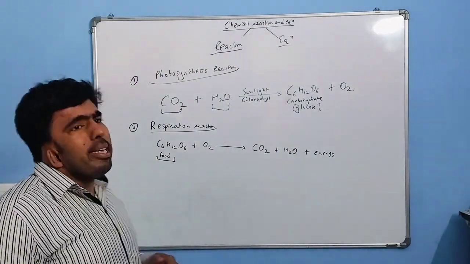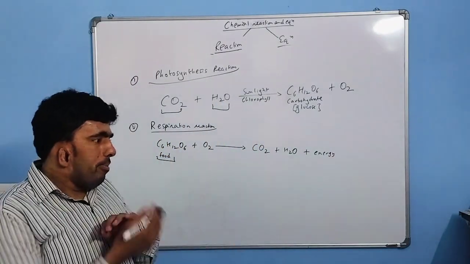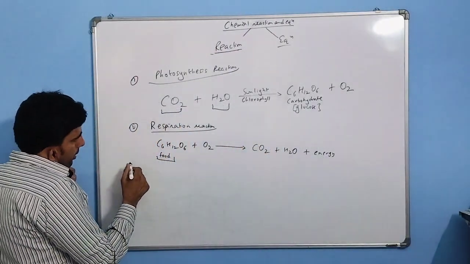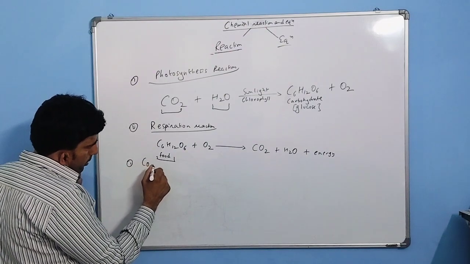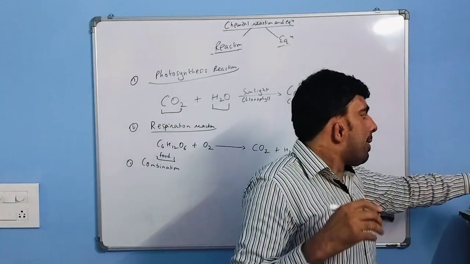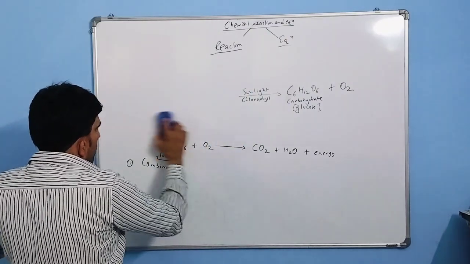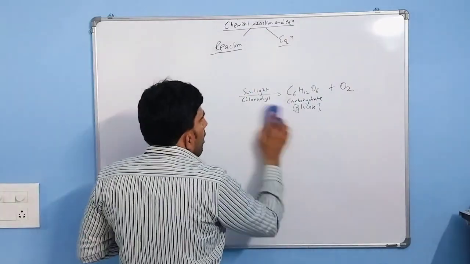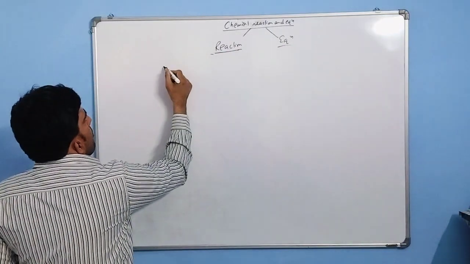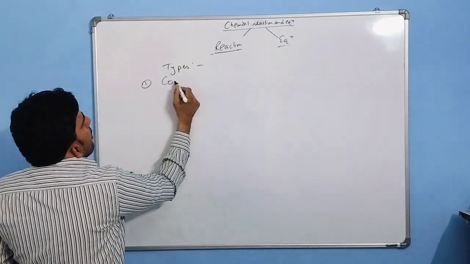But before that, let's now discuss the types of reactions. Firstly, the first type is the combination reaction. Now I will discuss the types of reactions, and from this I am going to explain. So the first reaction is the combination reaction.